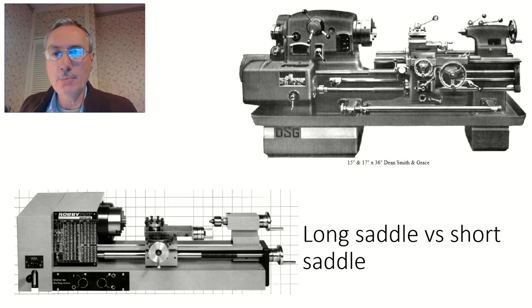Now here we have two examples of different approaches to designing a lathe. Of course, they are opposite ends of the spectrum. One is a hobby lathe and the other is an expensive tool room lathe. The first is a hobby machine and the second is a Dean Smith and Grace lathe. But just look at the proportions of the saddle in both cases. You can see that in the tool room lathe, the saddle is a much greater percentage of the length of the bed. And in fact, it's probably half the length of the bed. And that means that you're sacrificing the ability to turn long parts, but you're gaining much greater accuracy. In the hobby lathe, the saddle is very short, but maximizes the percentage of the bed that you can use.